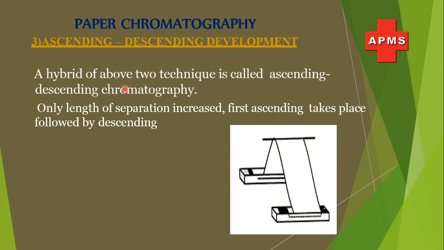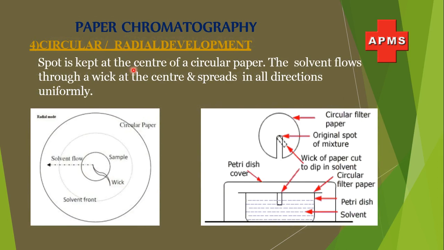Ascending-descending development is a hybrid technique where both ascending and descending methods are used. Only the length of separation is increased, meaning the length of the paper stationary phase is increased. First ascending takes place, followed by descending. So for specific types of samples, both techniques are involved in a single experiment.